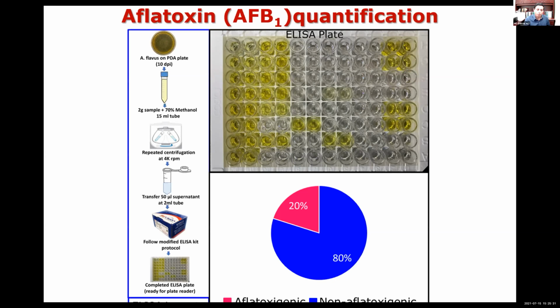To answer this question, we slightly modified a protocol to get a measurement directly from the plate using the ELISA assay. We see that almost 20% of our isolates are aflatoxigenic. They indeed produce aflatoxin, especially AFB₁. And 80% of isolates do not, although, as you see, 85% of isolates do have the regulatory gene present. However, when you measure aflatoxigenic or non-aflatoxigenic, 80% of isolates did not produce any aflatoxin.